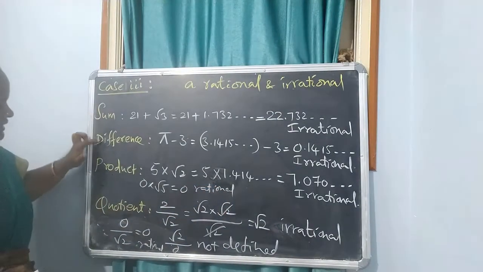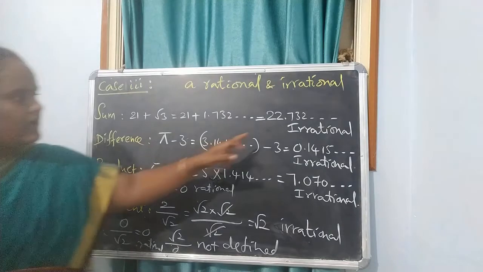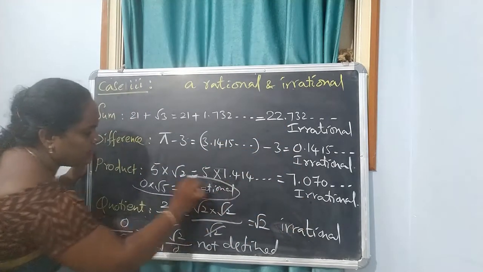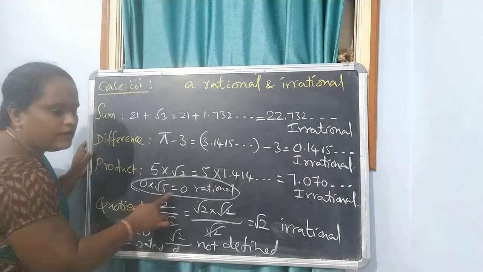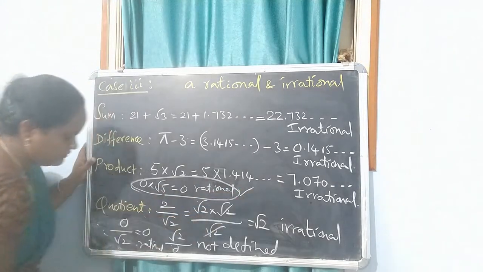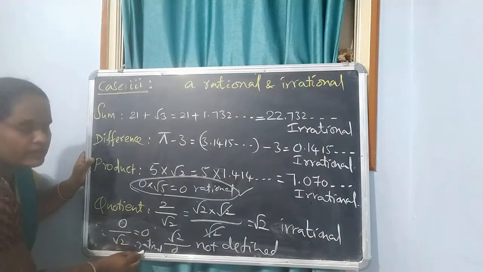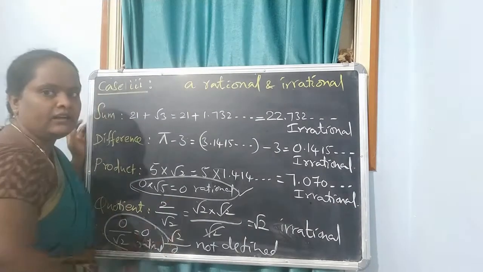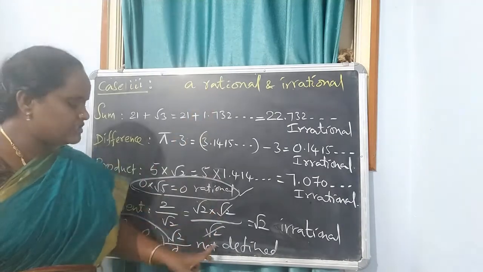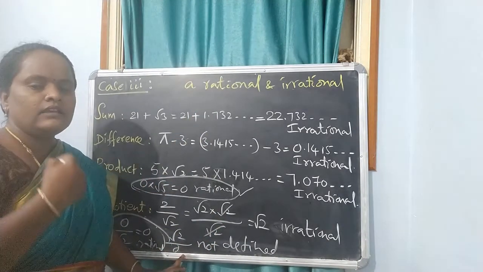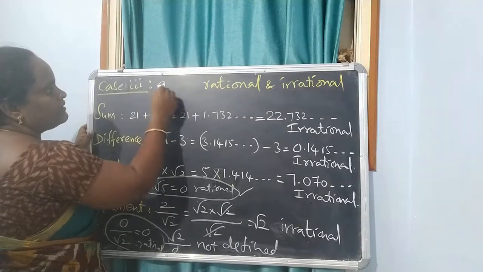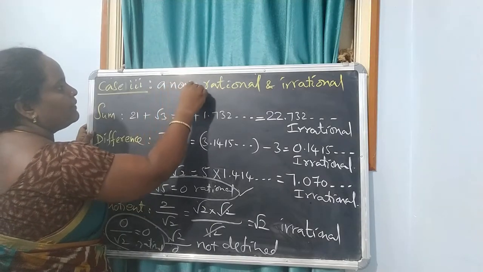So if we observe in all the four cases, always we are getting irrational. But if we take this case, 0 into an irrational number, that is rational. So here it is changing. And one more, 0 by root 2 is rational. This is also changing. Root 2 by 0 is not defined. So if we take a rational number as 0 in product and quotient, we have a small problem. So let us correct this one as a non-zero rational number.